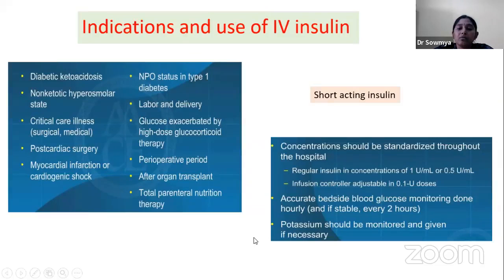Accurate bedside glucose monitoring should be done hourly, if stable. Every 4 to 6 hours can be done if you're using subcutaneous. So in all these situations, we have to monitor the potassium. Whenever we are giving insulin, there are more chances of the patient going into hypokalemia, so we have to monitor the potassium whenever necessary.